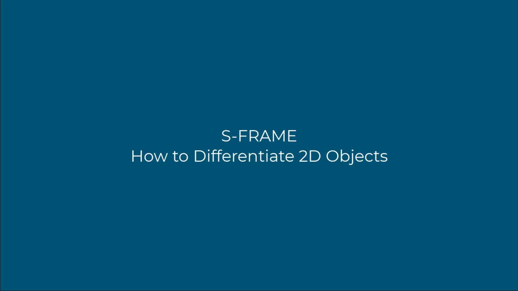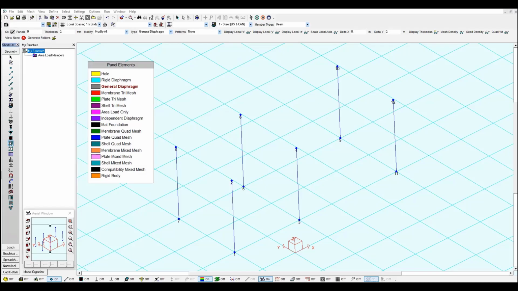We will learn about the differences between 2D elements in S-frame. There are different 2D elements available in S-frame that can improve the efficiency and accuracy of the modeling process. S-frame provides support for diaphragms, panels, and both triangular and quadrilateral finite elements.